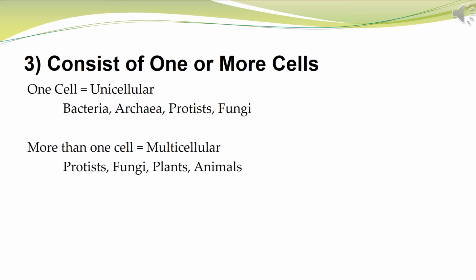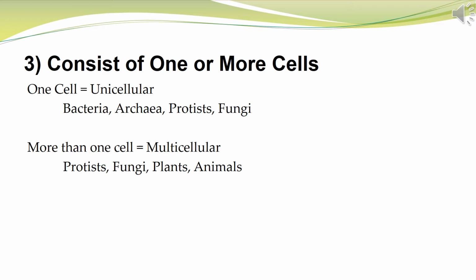Living organisms also consist of one or more cells. Those organisms that consist of one cell are called unicellular, and these include bacteria, archaea, protists, and fungi. And archaea are a whole lot like bacteria. They generally just live in more extreme environments.